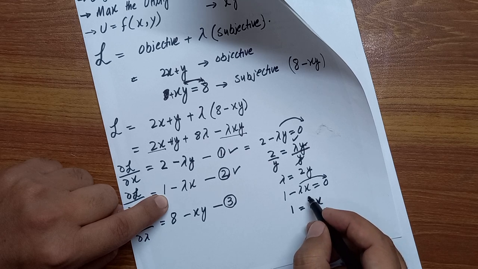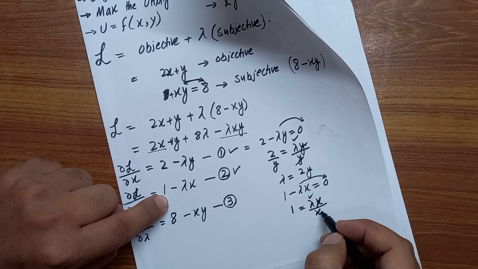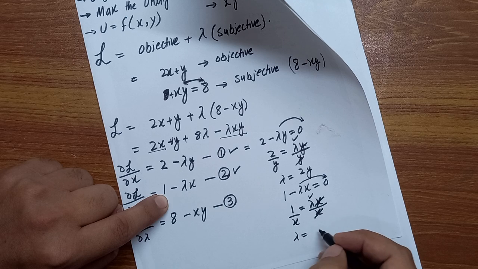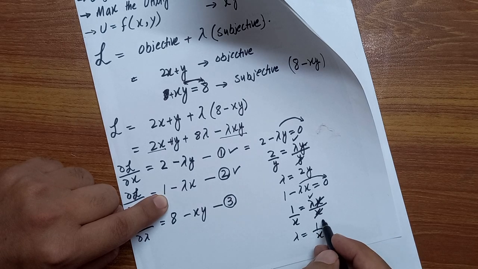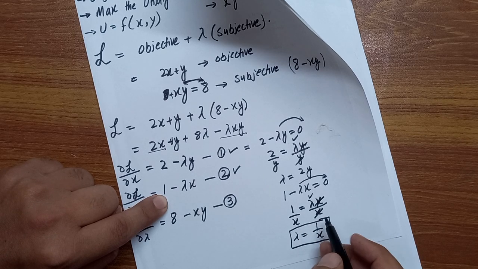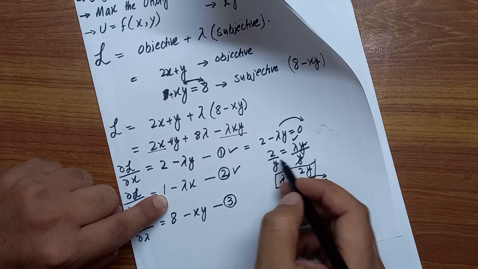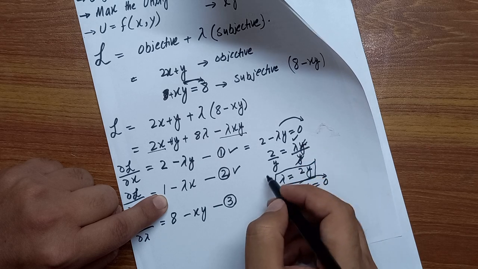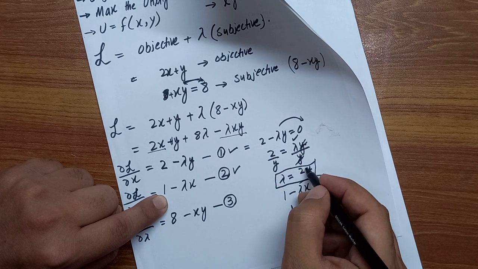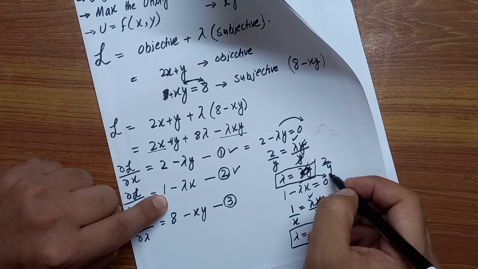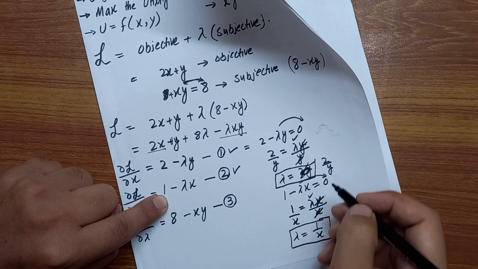So here we need lambda only. Dividing by x here and dividing by x here, this will cancel with each other, so lambda is equal to 1 divided by x. Here we have the lambda value, and here also we have the value of lambda, but they cancel with each other, so 2 divided by y is remaining, so the lambda value is 2 divided by y.